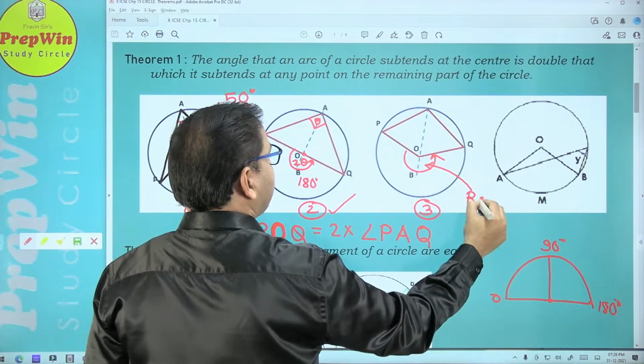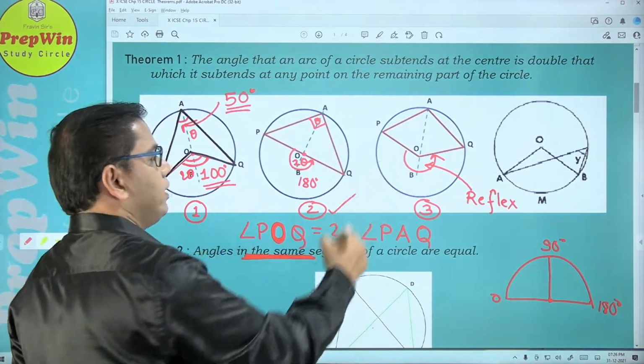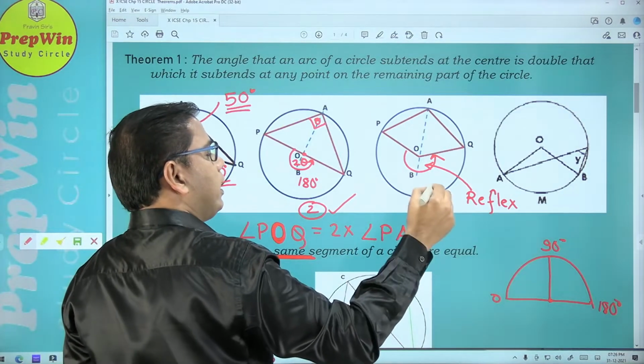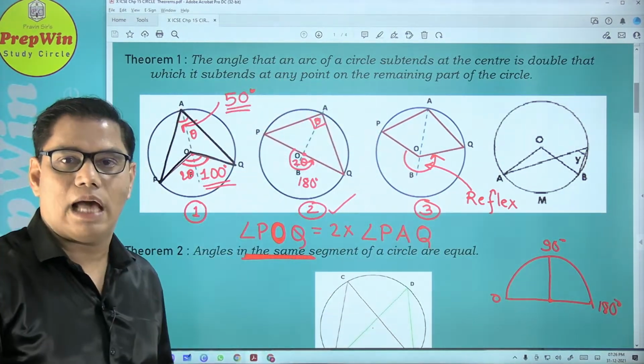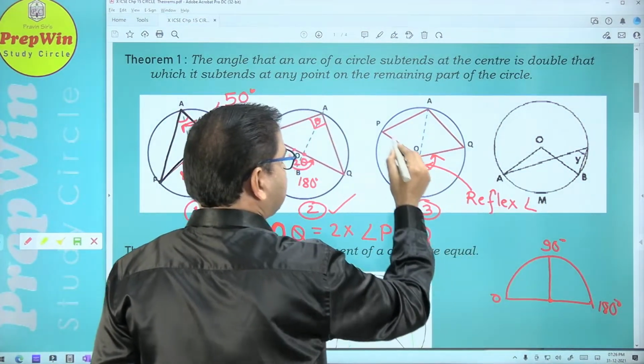Can you see? This is more than 180 degree. It is bigger than a straight line. A straight line is 180 degree. This is more than 180 degree. But still this theorem is applicable for a reflex angle also.